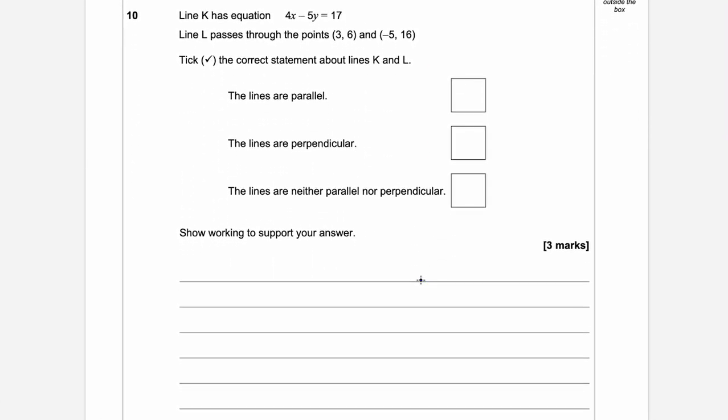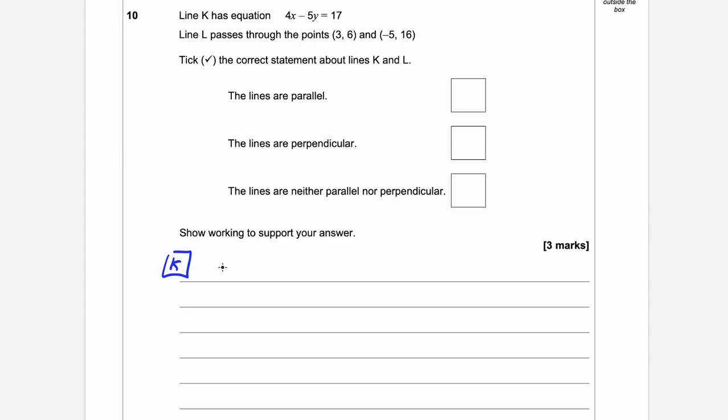Okay, that is 9. Question 10. Line K is given. L passes through this point. Tick the correct statement. Are the lines parallel, perpendicular, or neither? Show working to support your answer. Okay, so basically this question is about gradients, guys. So let's do K first. K has this equation.